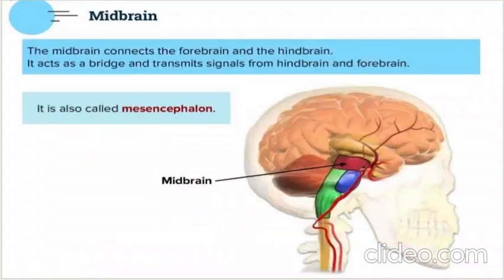Moving on to the next, that is the midbrain. The midbrain is in the middle. It connects the forebrain and the hindbrain. Fore and hind are connected by the midbrain, and it acts as a bridge which carries the signals between the hindbrain and forebrain. Now, the midbrain is also known as the mesencephalon.